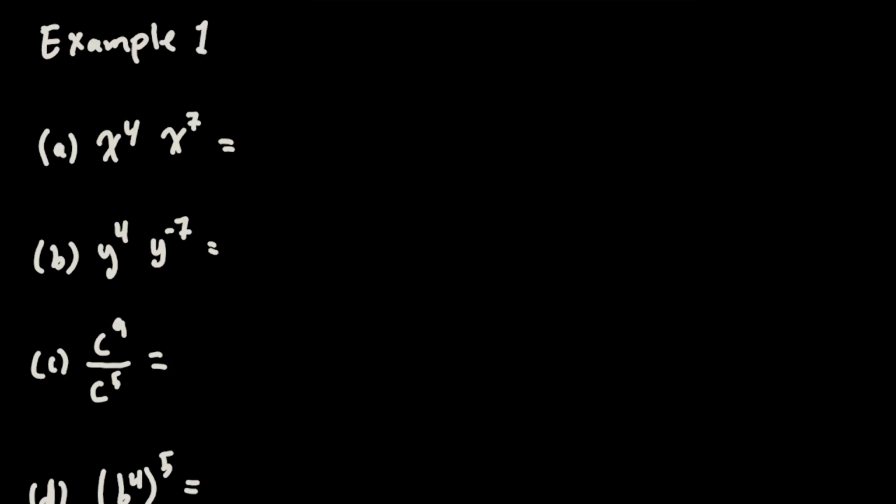Let's see an example. Example number 1 says x to the power 4 times x to the power 7. So we are multiplying two same bases with different powers. So we'll just add. We have x to the power 4 plus 7, and this will equal x to the power 4 plus 7, which is nothing but 11.